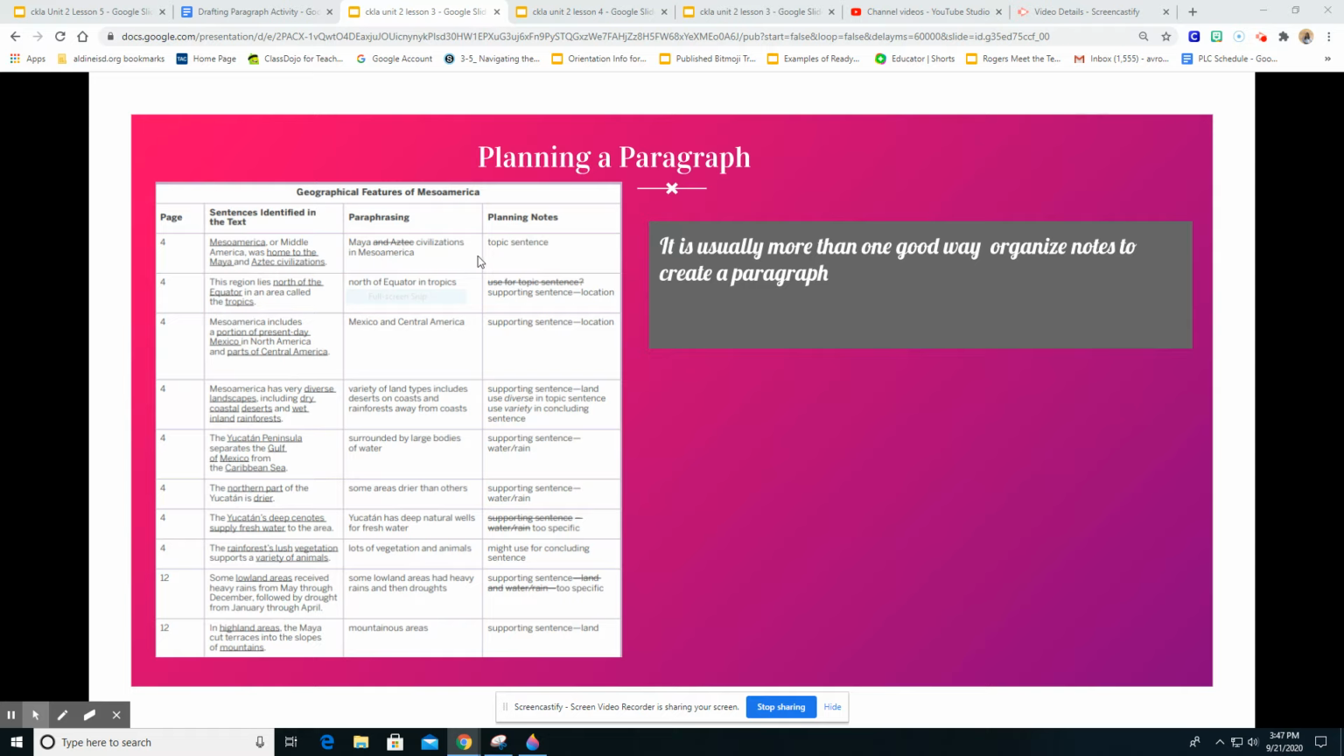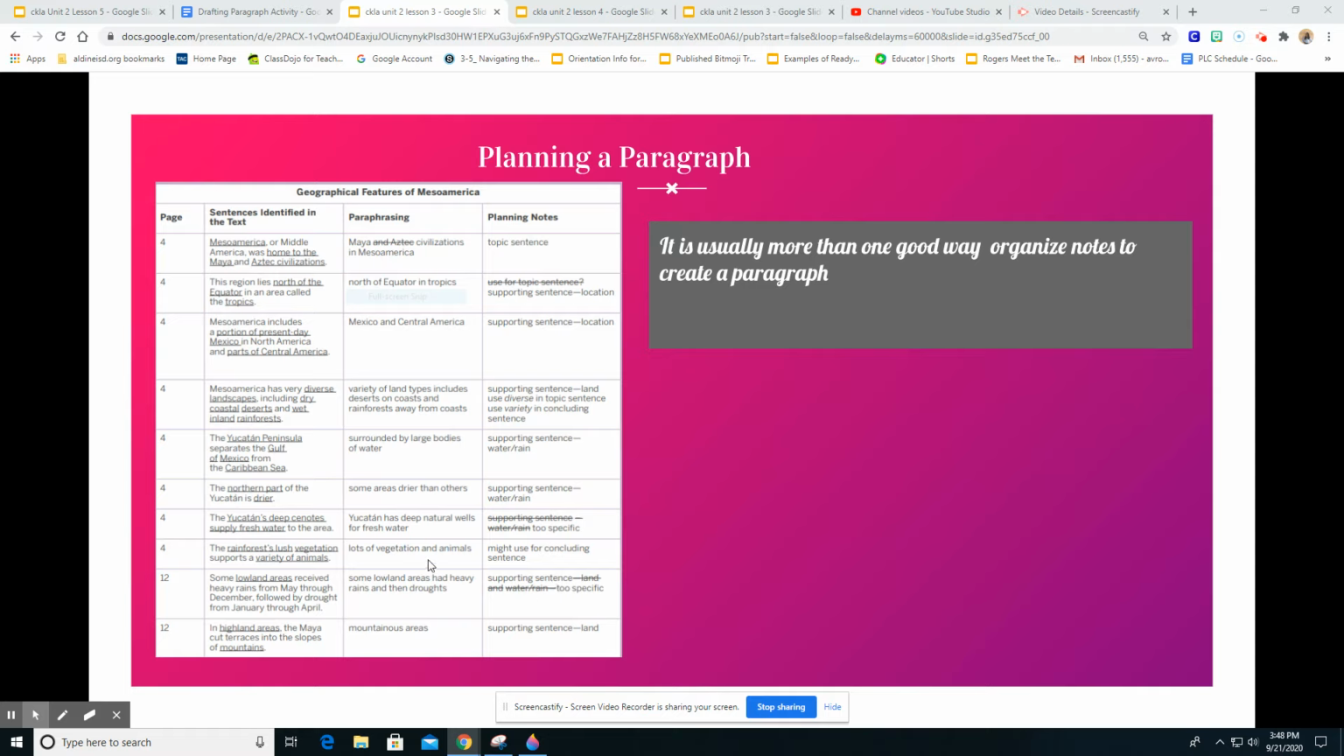Also here, I noticed that this sentence, even though I chose it because it identified with my topic, was too specific. So I crossed it out. It was too specific to be a supporting sentence. Here is another time where I said some lowland areas received heavy rains from May through December, followed by drought from January to April. Again, this would be a supporting sentence, but it is too specific.